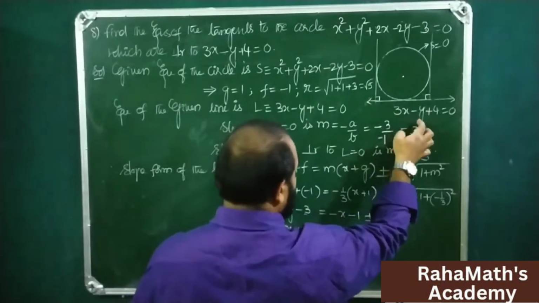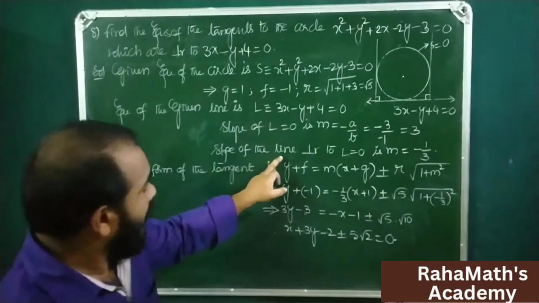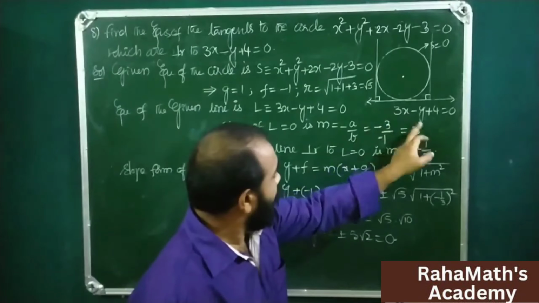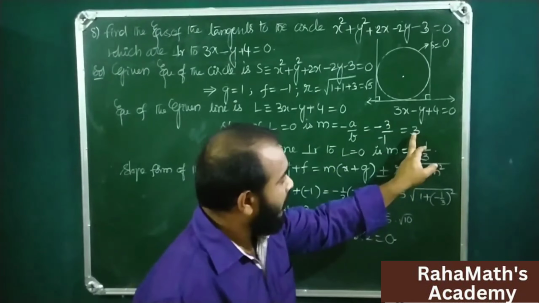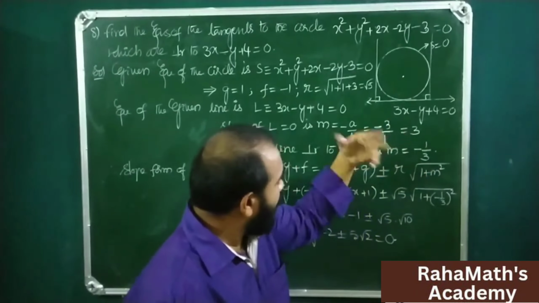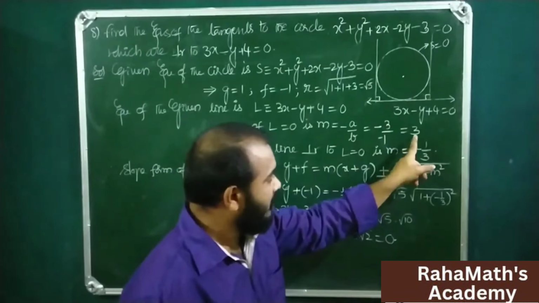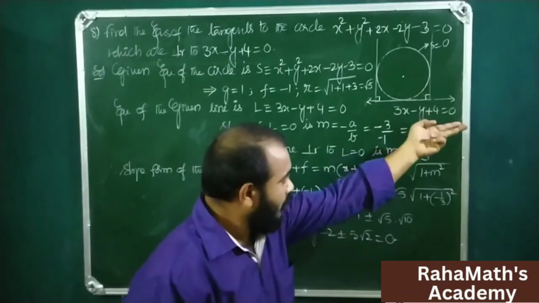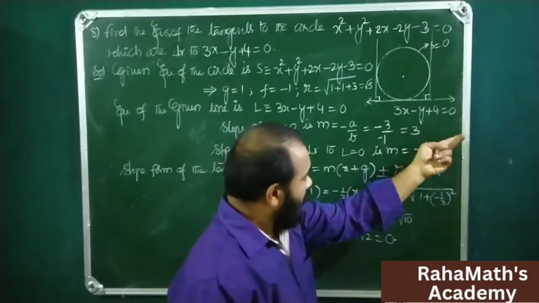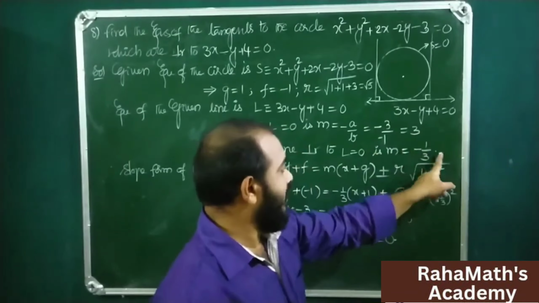The slope of the line perpendicular to this is the perpendicular slope. Minus a by b, perpendicular is b by a. That means 3 by 1. So it's the reciprocal with the sign changed. So minus 1 by 3.